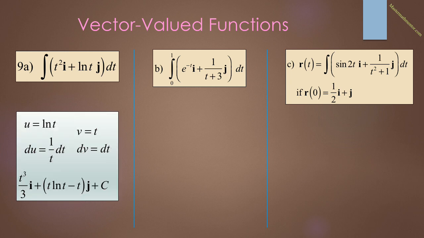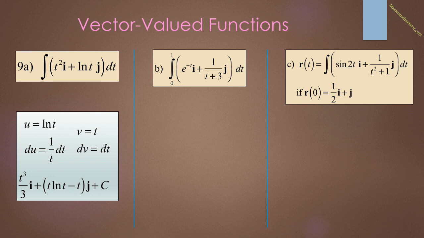In 9a, we have the integral of t squared i plus the natural log of t j. The integral of t squared is simply t cubed over 3, but to take the integral of the natural log, we use integration by parts, where u is the natural log of t, du is 1 over t dt, dv is dt, and v is t. And we end up getting t natural log of t minus the integral of t times 1 over t, which is simply 1. So this integral turns out to be (t cubed over 3) i plus (t natural log of t minus t) j, plus c.